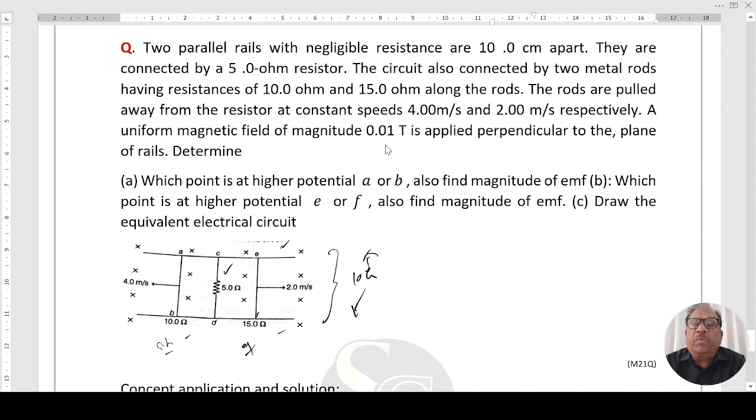A uniform magnetic field of 0.01 Tesla is applied perpendicular to the plane of the rails. The direction is given as into the paper. Which point is at higher potential, A or B? Also find the magnitude of EMF. Which point is higher, E or F? Also find the magnitude of EMF. Draw the equivalent electric circuit.